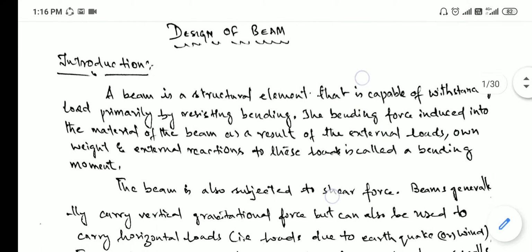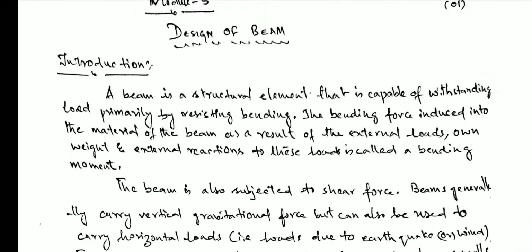Introduction. We already know about beams because we already discussed them in RCC. A beam is a structural member that resists vertical deflection, or you can say it is primarily a flexural member. The same definition is applicable for steel members also, only the material changes. There we were designing RCC beam, here we are designing the steel beam. So I start with the introduction.